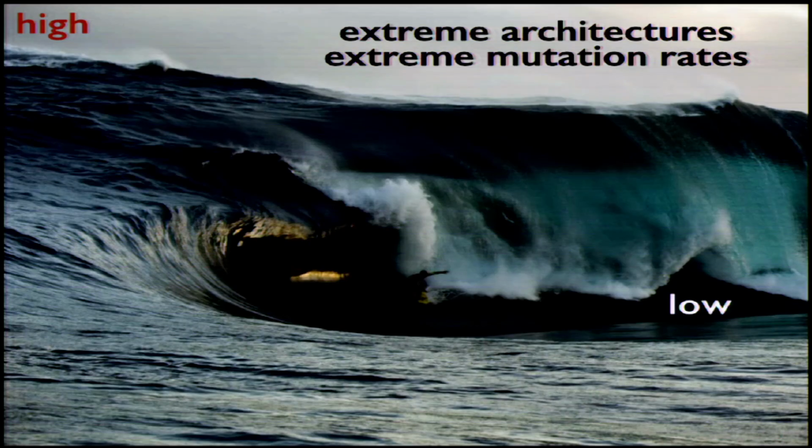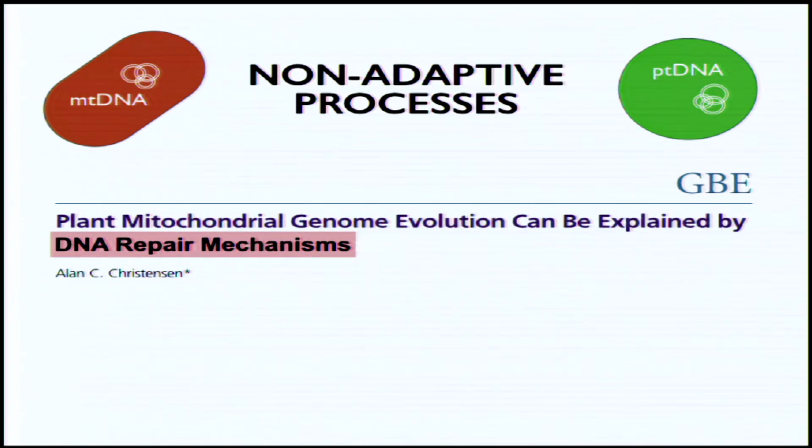Now, in many ways, mutation rate is a reflection of the underlying DNA maintenance machinery found within organisms. So in some ways, this could suggest that organelle genome architecture may be very strongly connected to the underlying DNA maintenance machinery within organisms. And actually, this is exactly what Alan Christensen found, particularly with respect to plant mitochondrial genomes.